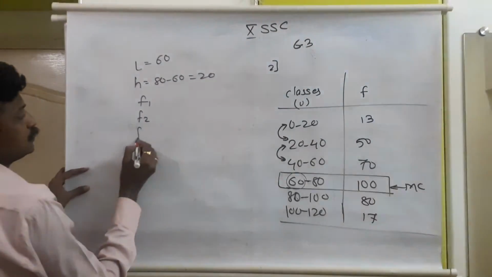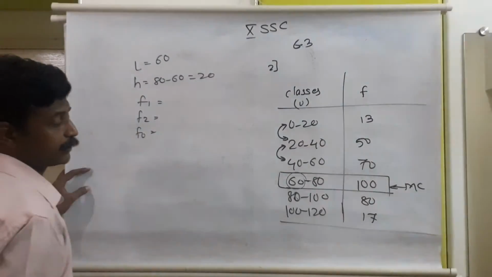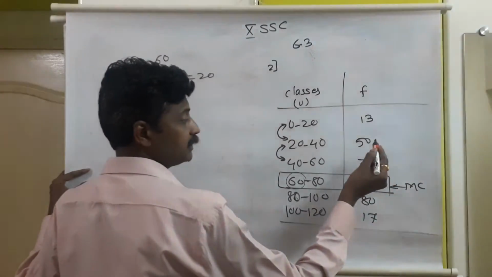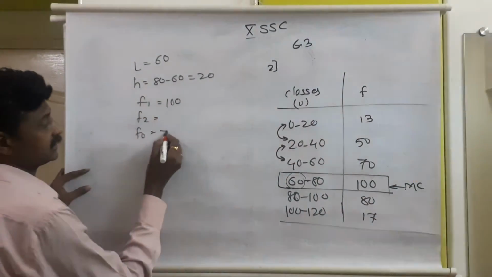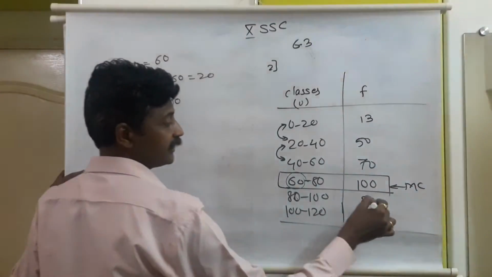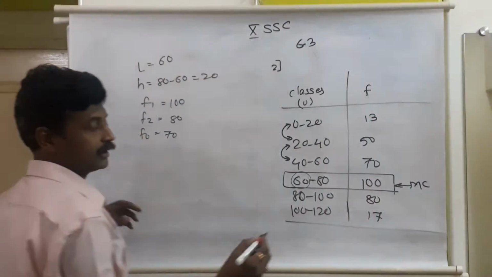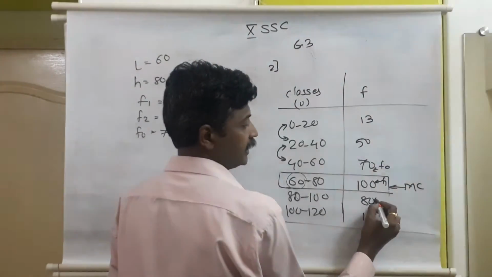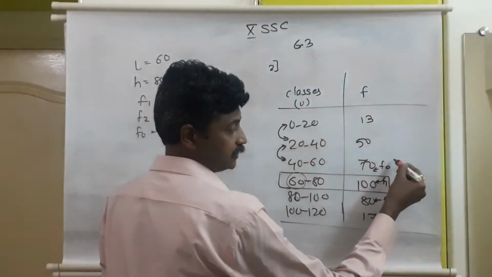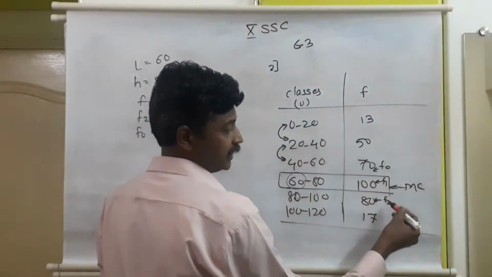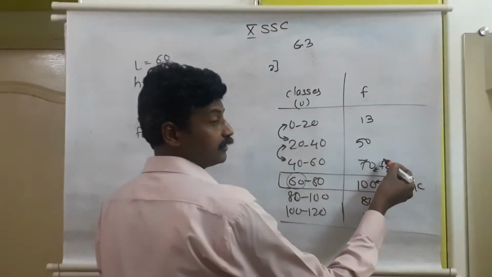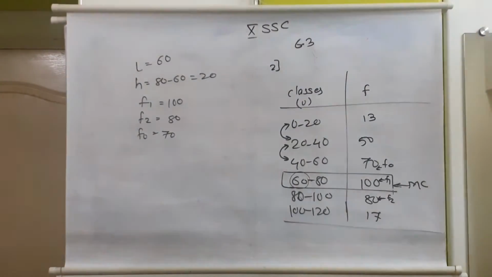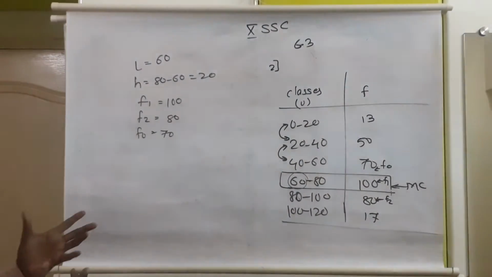F1, F2 and F0. F1 is the frequency of the modal class, 100. F0 is the frequency of the previous class of the modal class, that is 70. F2 is the frequency of the next class of the modal class, 80. You can observe here, this is F1, this is F0, and next is F2. They are in series, F0, F1, F2. So F1 is for the modal class, F0 is the previous one, and F2 is the next one. So 70, 100 and 80 are the values here. I hope all values are there with us.